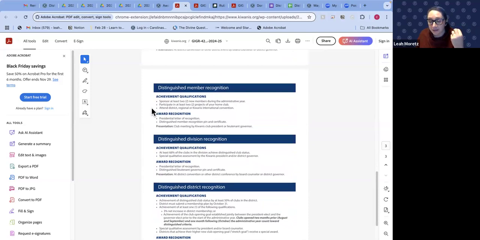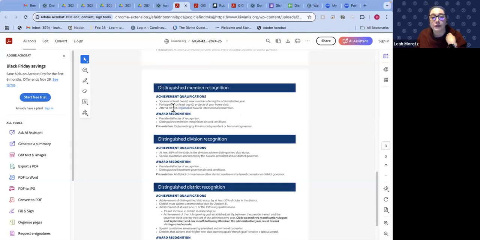And you see there, it doesn't say service or fundraising. It's whatever your club's doing. And then you have to attend a meeting. It says district, regional, or Kiwanis International Convention. So the regional here is for Europe and Asia. We don't have regional here in the United States.